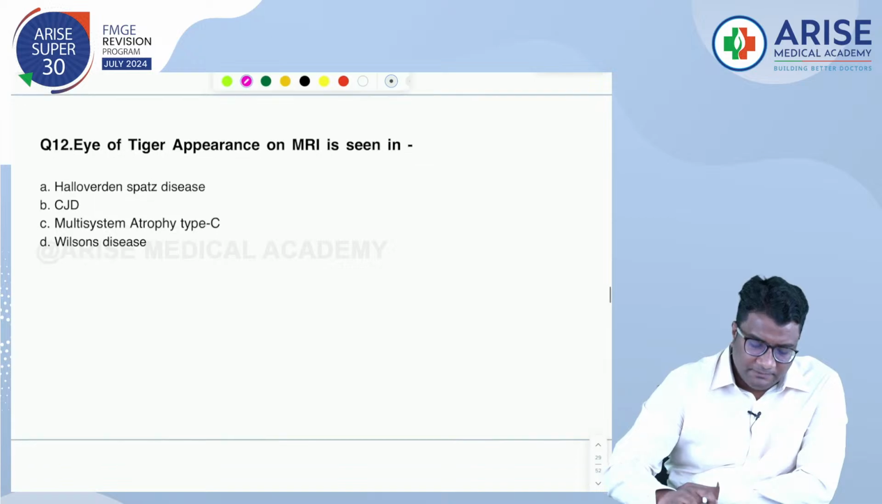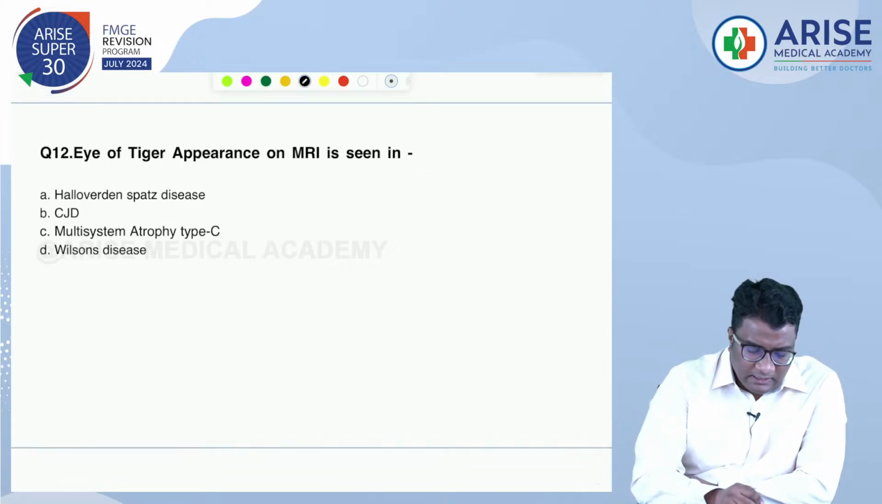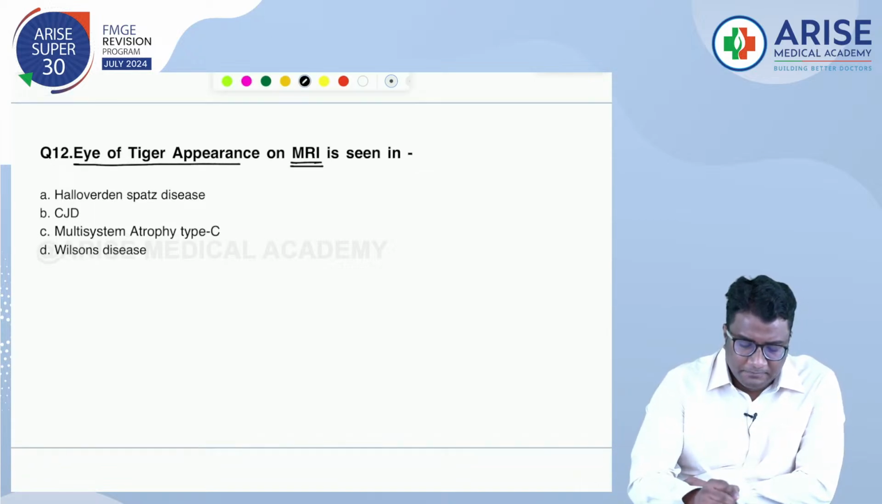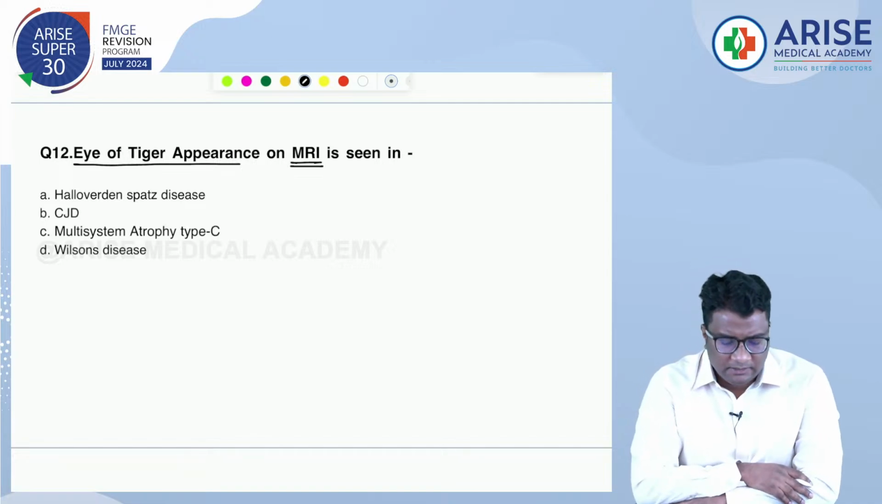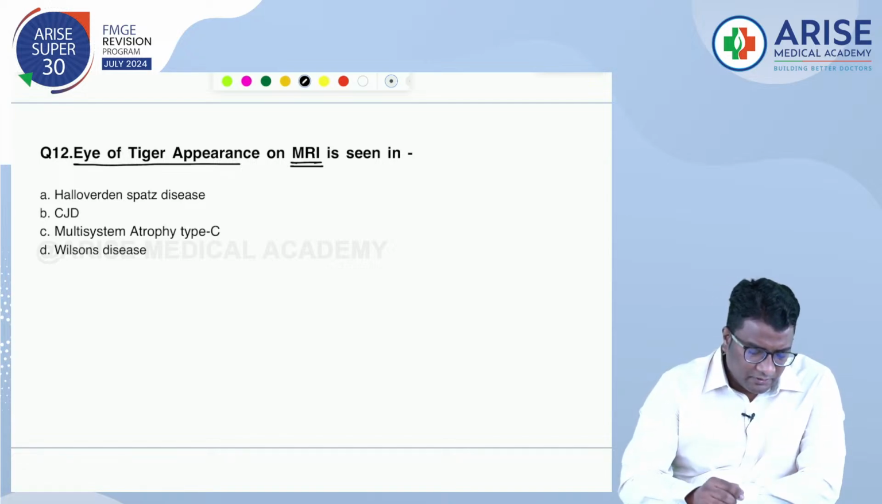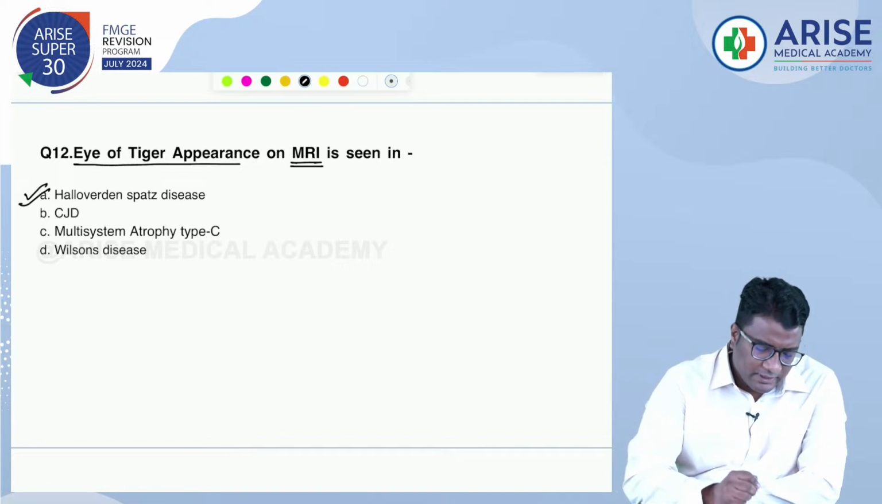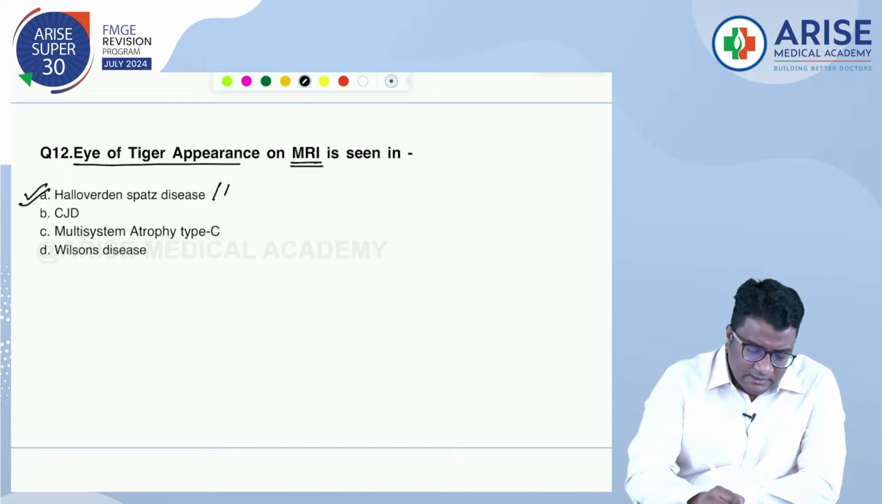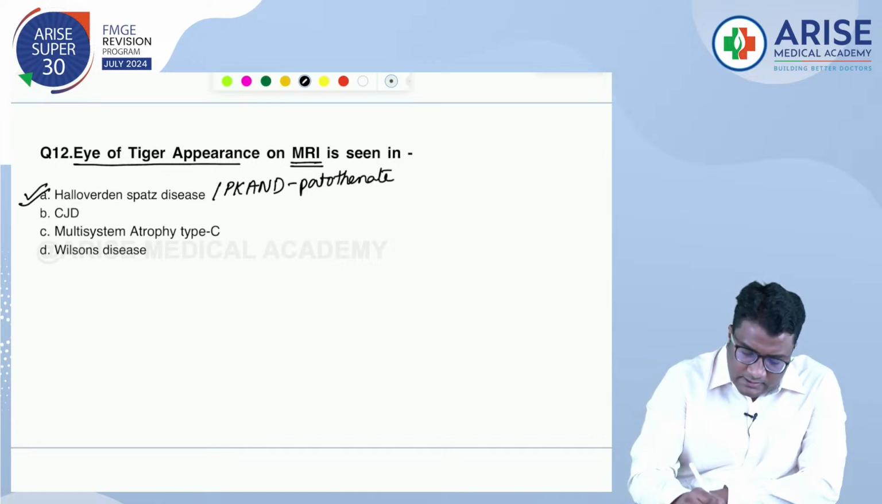Let's come to the next one. Can you remember this sign? Eye of tiger appearance on MRI. Eye of tiger appearance, a fancy term that we use. Eye of tiger appearance, very good. Eye of tiger appearance is Hallervorden-Spatz disease. Hallervorden-Spatz disease, also called as PKAN, pantothenate kinase associated neurodegeneration.